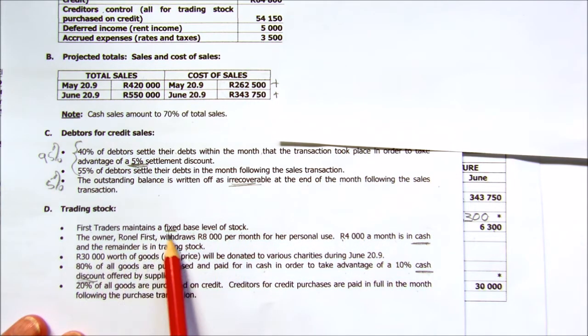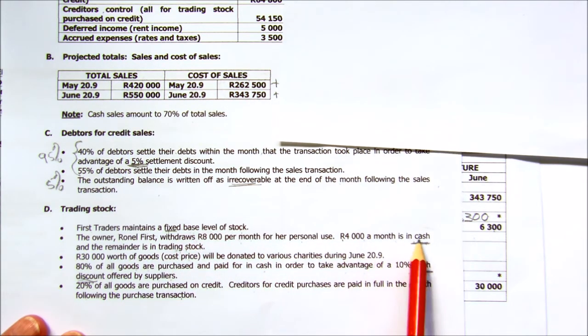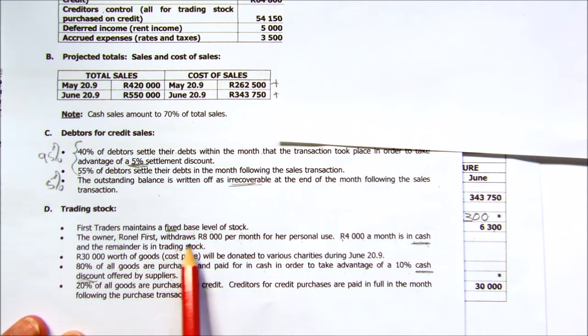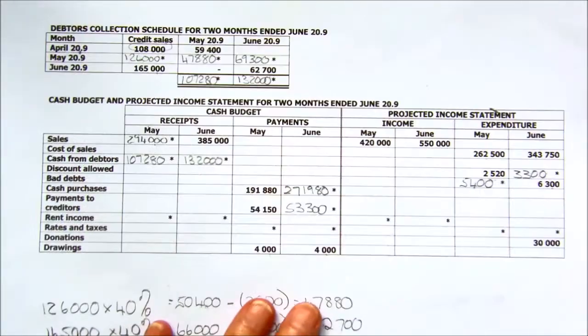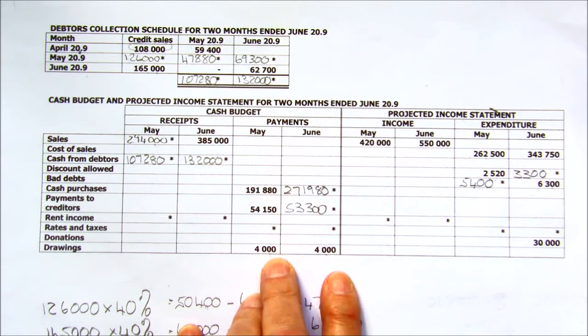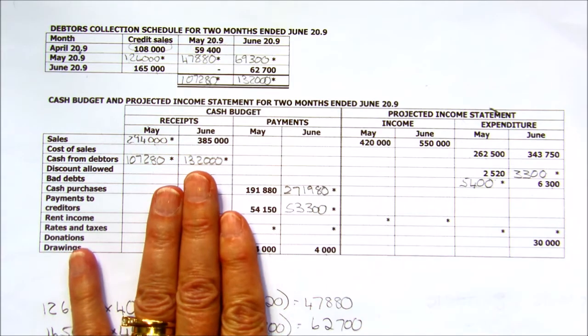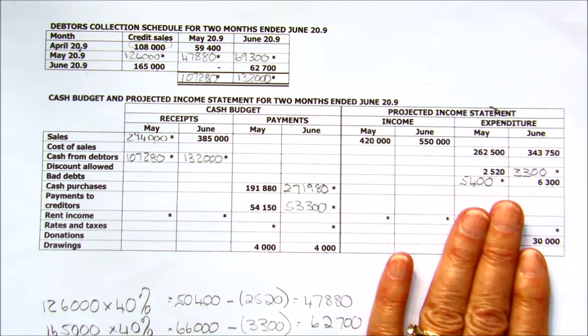It also says the owner withdraws 8,000 per month. The 4,000 a month is in cash. That's going to affect your bank. The other 4,000 is your trading stock. That is going to mean less trading stock to you, but it's not a business expense. The business entity rule says keep the business and the owner separately. So that drawings over there, you will see, will become payments for the cash that gets taken out. The other 4,000 doesn't affect your bank, and it's not an expense for the business.